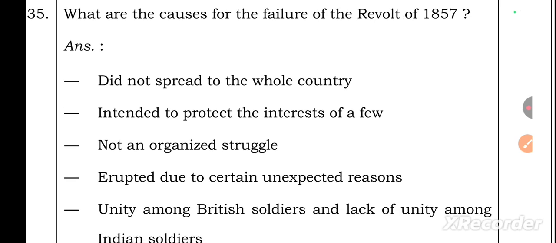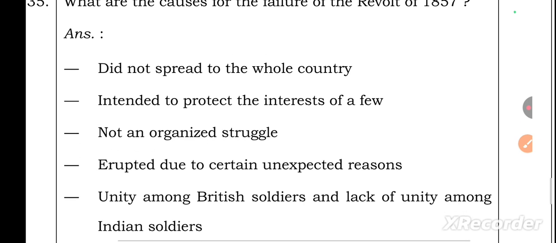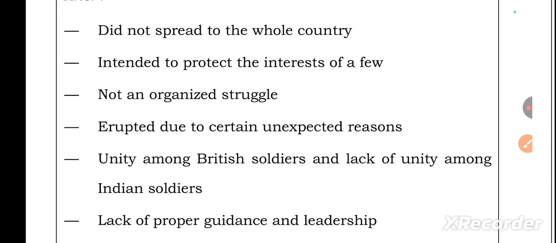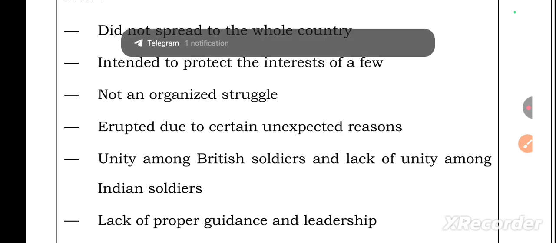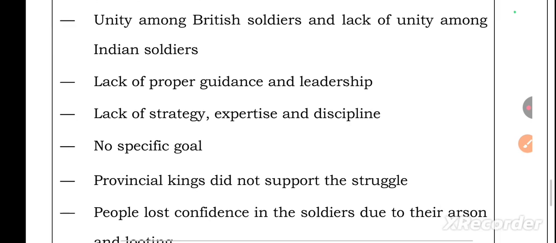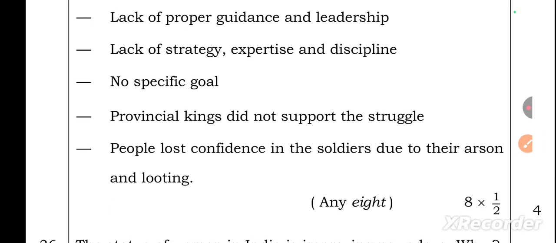Then, question number 35. What are the causes for the failure of the revolt of 1857? This is also a very important one. It did not spread to the whole country, intended to protect the interests of a few, not an organized struggle, erupted due to certain unexpected reasons, unity among British soldiers and lack of unity among Indian soldiers, lack of proper guidance and leadership, lack of strategy, expertise and discipline, no specific goal, provincial kings did not support the struggle, people lost confidence in soldiers due to their arson and looting.